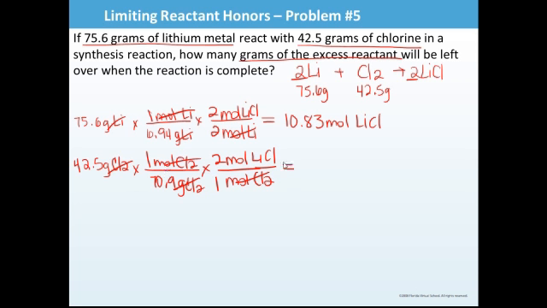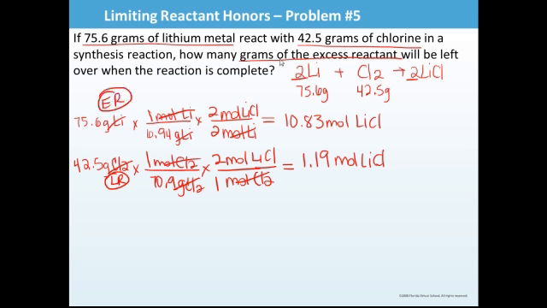coefficients. And since we're only trying to figure out what the limiting reactant is, we don't have to convert to grams of our product. We can go to moles of our product. And this shows that we have 1.19 moles of lithium chloride. So from this I can see that chlorine gas will form the least amount of product. Therefore my chlorine gas is my limiting reactant and my lithium is my excess reactant.